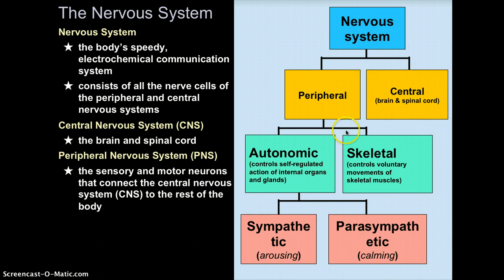So it's broken down like this. Your nervous system consists of the peripheral nervous system and the central nervous system. The central nervous system is simply the brain and the spinal cord. The peripheral system is made up of autonomic and skeletal systems. Autonomic controls self-regulated action of internal organs and glands, like the heart, and skeletal controls voluntary movements of skeletal muscles. Then sympathetic and parasympathetic are part of our autonomic system. The sympathetic is arousing and the parasympathetic is calming. So you might hear fight or flight associated with the sympathetic nervous system.